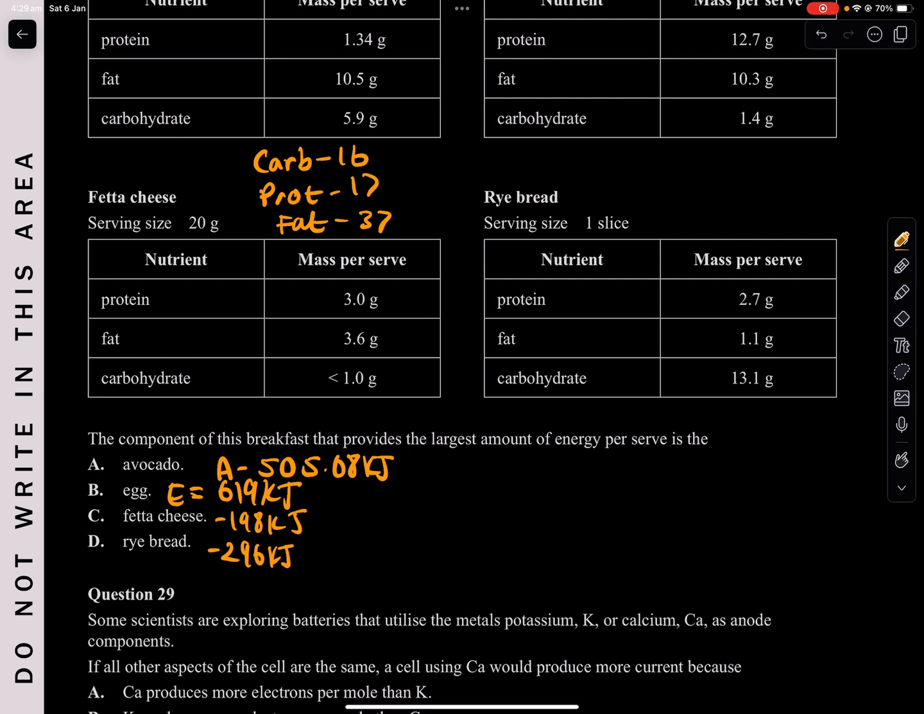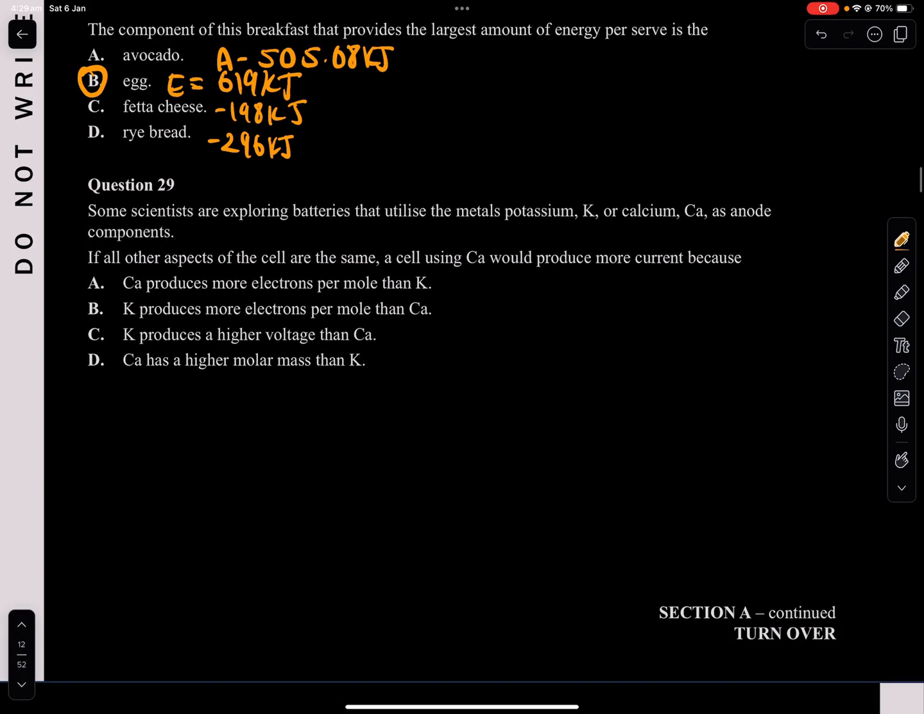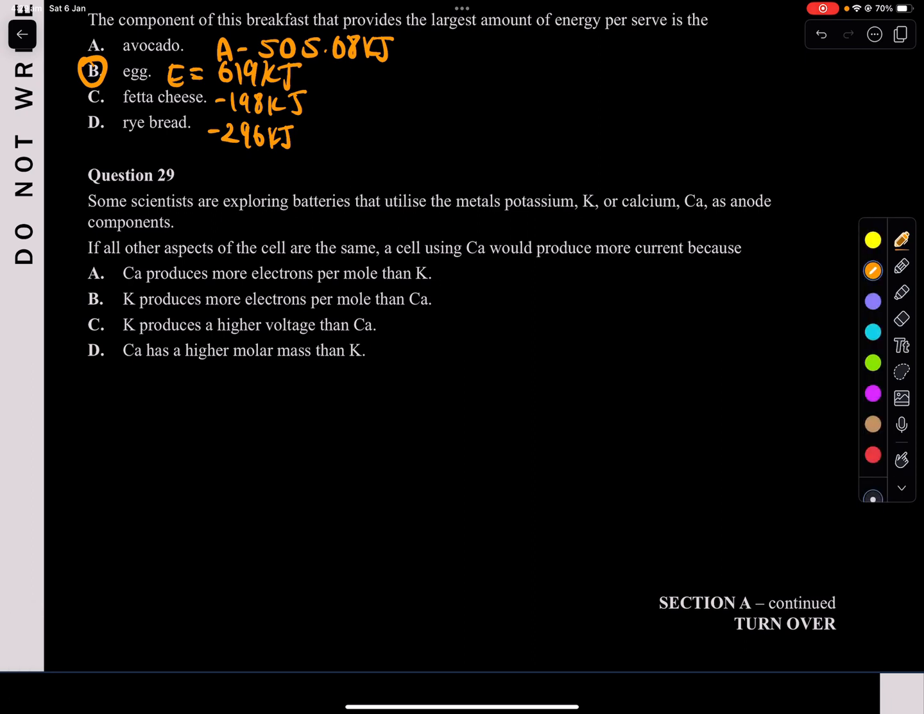So the one that has the highest energy per serve is eggs. That's pretty much it. Wow, that took very long. That's it. 28. 29. Let's look at 29.